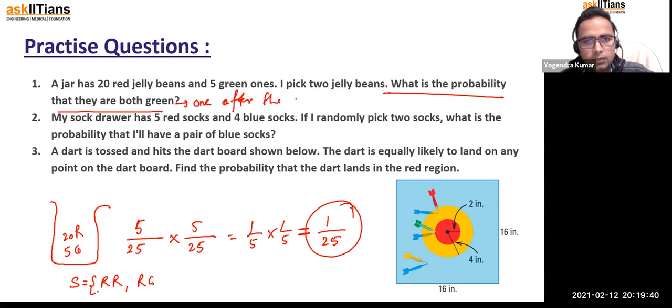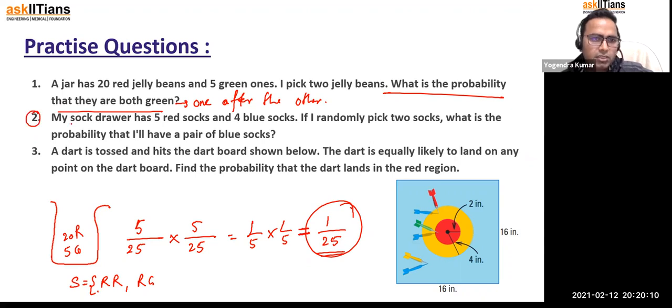after the other. We are picking up the beans one after the other. So first one is green, and then second one is also green. So 5 divided by 25 and 5 divided by 25. So this is what you should remember, otherwise it is confusing. Are we picking up the jelly beans together, or one after the other, right? That is the main thing you have here.